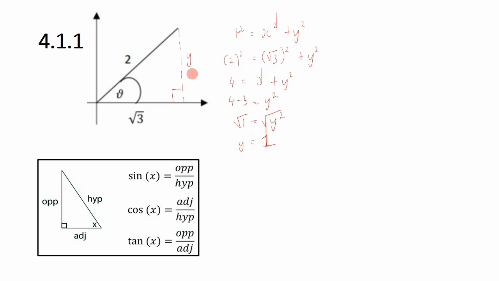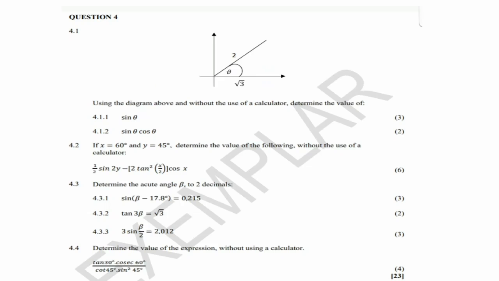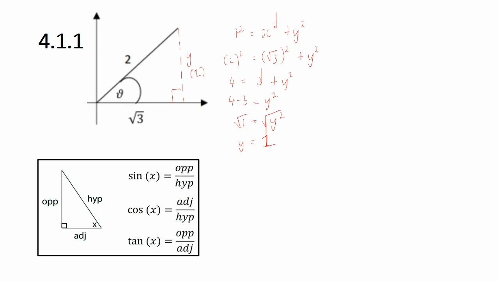Now we can plug it in here. This is our y. It is equal to 1. Now let's go to the question. What does it want? It says determine the value of sine theta, right? Now looking at sine theta, we know using our SOHCAHTOA, sine theta is opposite over hypotenuse, cos is adjacent over hypotenuse, and tan is opposite over adjacent. So looking for sine theta, that means sine theta is equal to opposite over hypotenuse. Our opposite side is 1 and our hypotenuse side is 2. So that means the value of sine theta is equal to 1 over 2.